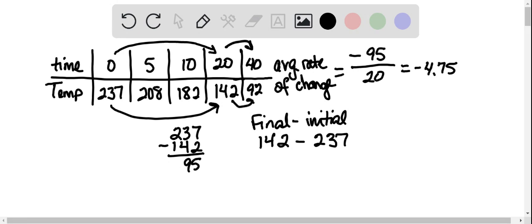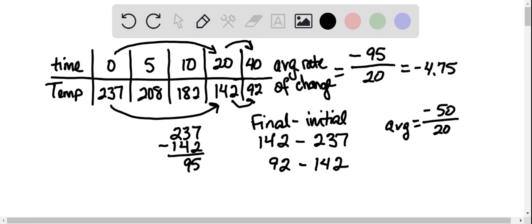So we just want to go from here to here. We're still going to do final minus initial. This time, though, it's going to be 92 minus 142. So what is final minus initial? What is 92 minus 142? And then we're going to do the 40 minus the 20. Again, not too difficult to do with mental math there, but that's 20 minutes. We waited for another 20 minutes.